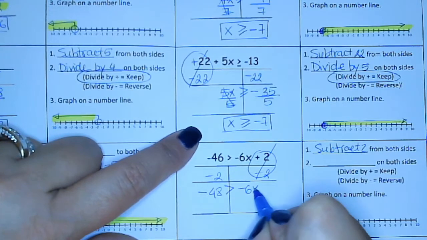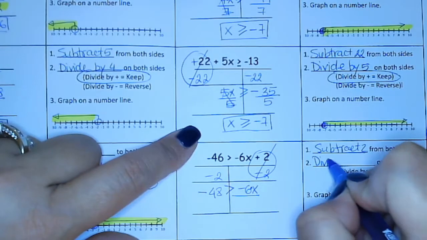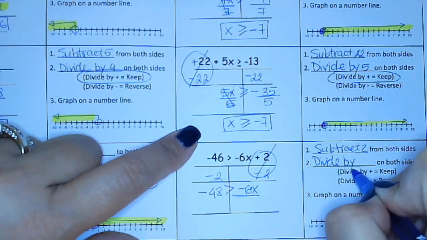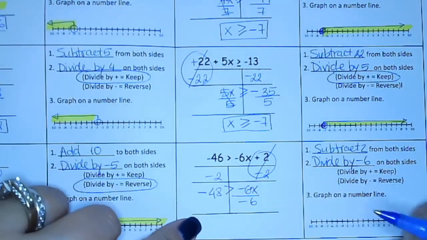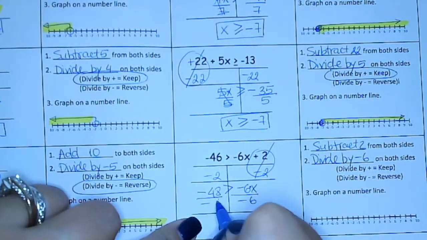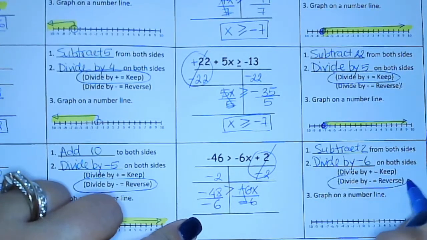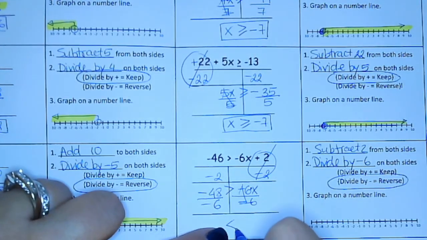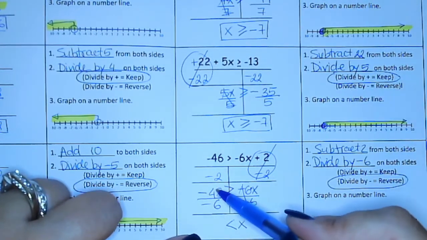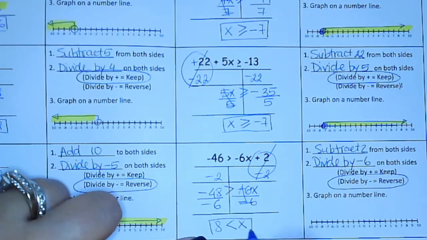Right here between the variable and the negative 6 is multiplication. So inverse operation is division. Divide by negative 6. If the variable is multiplied by a negative number, we divide by that exact number. Division by negative, important, reverses the symbol. So right here, greater than has to be reversed to less than. Copy that x alone. And then 48 divided by 6, negative divided by negative is positive.